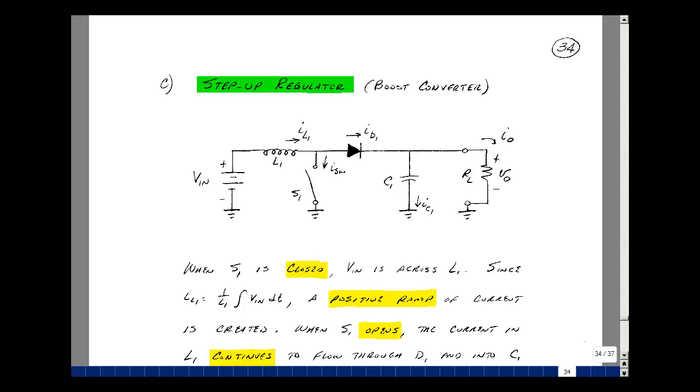and so sometimes we put very special enclosures around switch mode power supplies. The next regulator is called a step-up regulator, or a boost converter, and we use the word boost to mean bigger. So this is going to be an output voltage bigger than the input voltage.